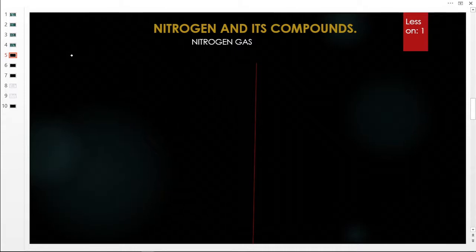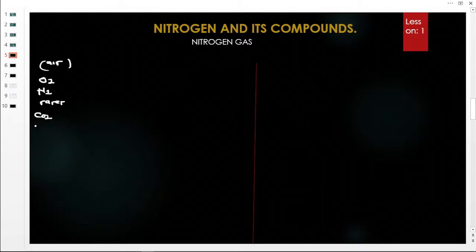This is Revision Uganda. In our chemistry class today, we are going to look at nitrogen and its compounds, and we are going to look at nitrogen as a gas. From senior 1, we looked at air, and we said that air is a mixture of gases. The gases we listed were oxygen, nitrogen, rare gases, and carbon dioxide, plus a varying amount of water vapor. So today basically we are going to discuss nitrogen as a gas and nitrogen as an element.